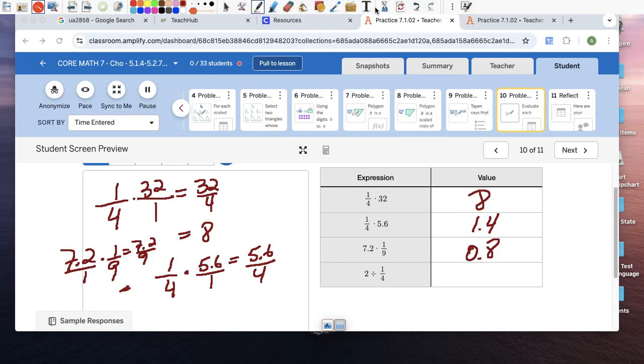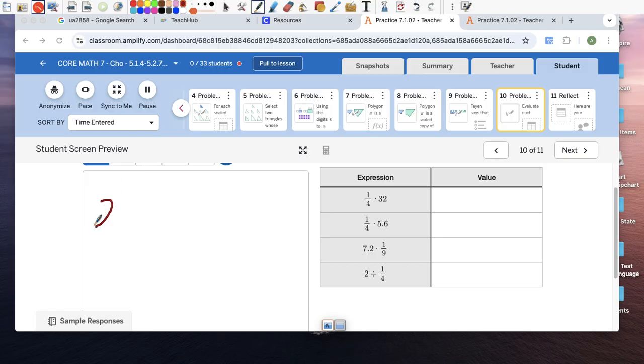2 divided by a fourth. Now this one, 2 divided by a fourth. Division, right, is the same thing as multiplying by the reciprocal. So you can say 2, change the division to multiplication. The reciprocal of 1/4 is 4, which equals 8.